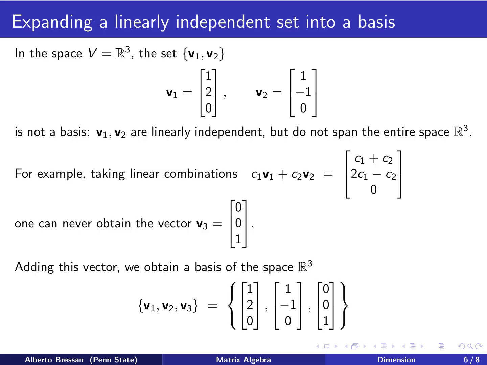Now, knowing that V3 is not included in the span of V1, V2, we immediately know the set V1, V2, V3 is linearly independent. Therefore, we can collect these three together, and the number of vectors is 3. The space R3 has dimension 3, and therefore this becomes a basis for the space R3.